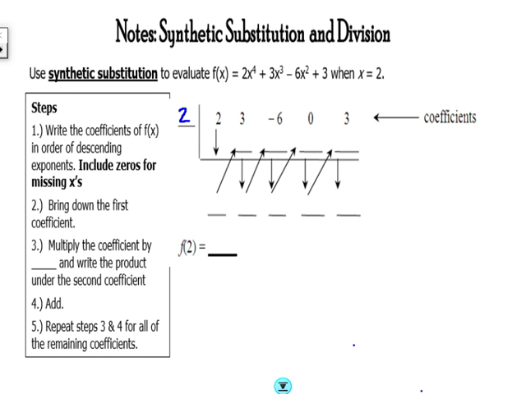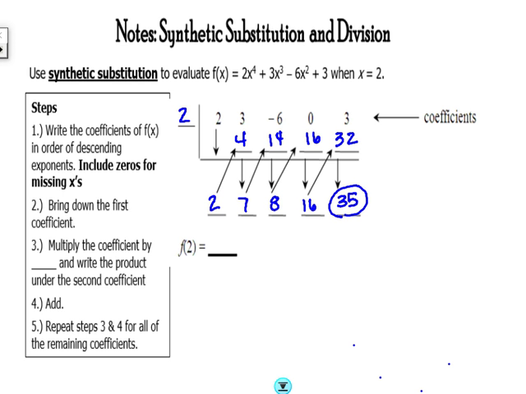Alright. So here's our step. We're always going to bring down the first term. Then we multiply 2 times 2 and get 4. Then we're going to add 3 and 4, and then repeat. So 3 plus 4 is 7. So multiply, add, multiply, add, multiply, and add until we run out of terms.